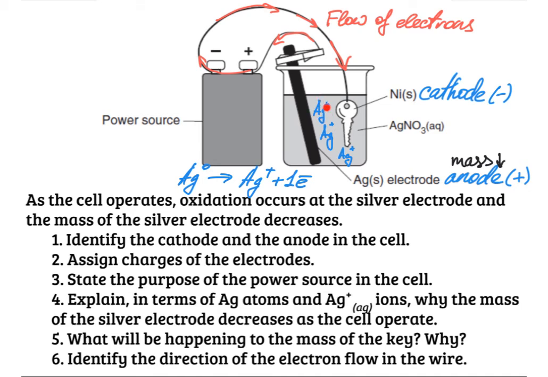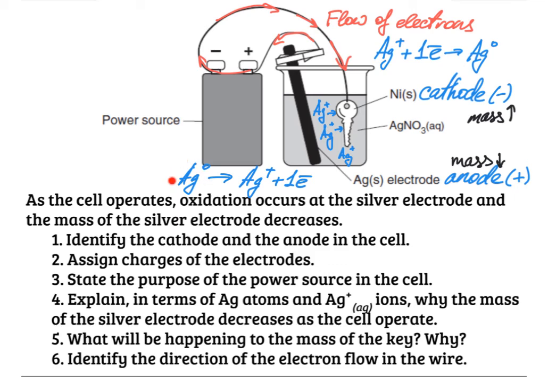Those positively charged ions will be attracted to the negative charge of the cathode. They will be attracted to the key, and they will reach the surface of the key where they will get reduced into the atomic silver, and they will stick to the surface of the key, thus increasing the mass of it. And the last question, well, electrons always will be running from the anode to the cathode. So they will be traveling from the silver electrode to the battery, through the battery, and towards the key.